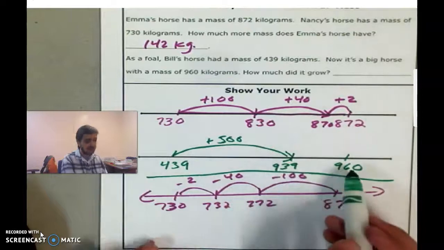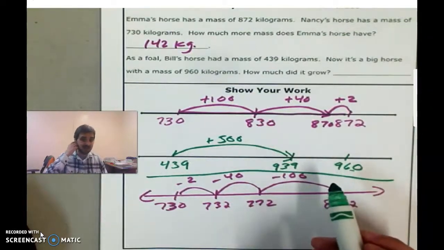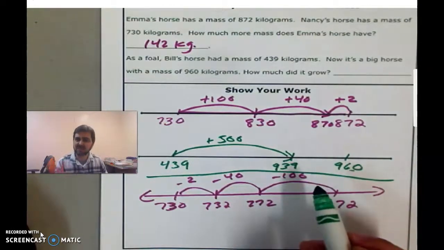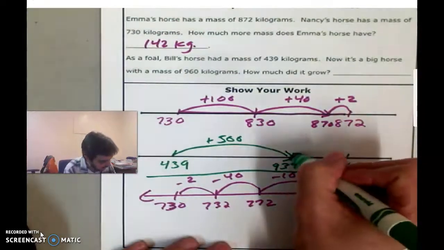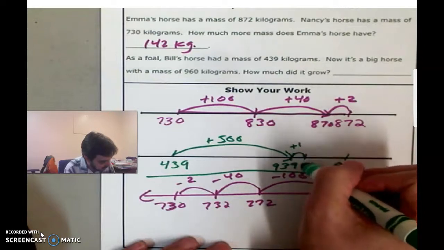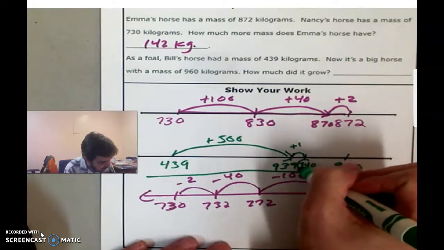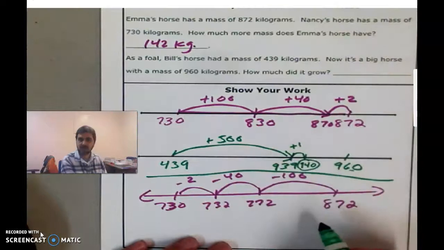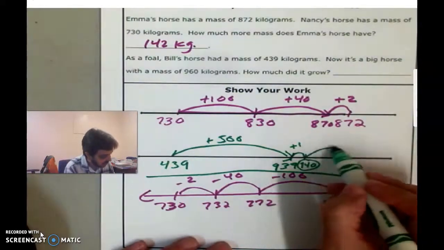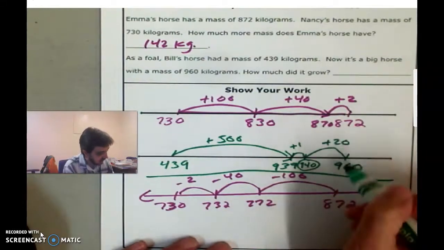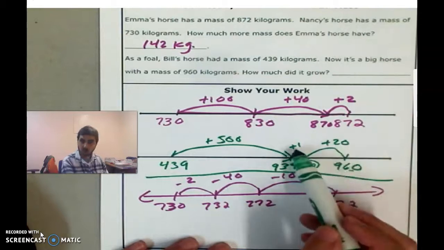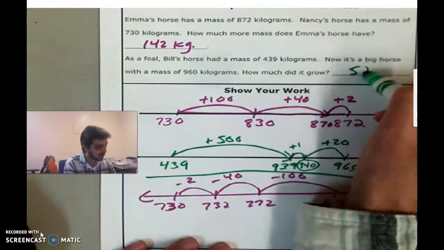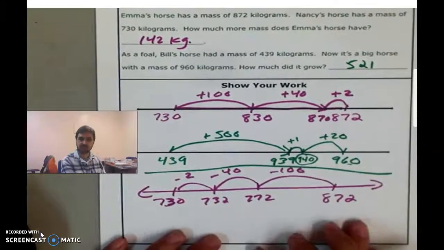Okay? Now, I'm not at 960 yet, but let's see. Oh, I have an idea, boys and girls. Look at this. 939 is only one away. If I add one to 940, and 940 is a nice, easy, round number. Because look, I can just jump 20 more to get to 960. So my answer would be 521. Anybody else get 521? Yeah.